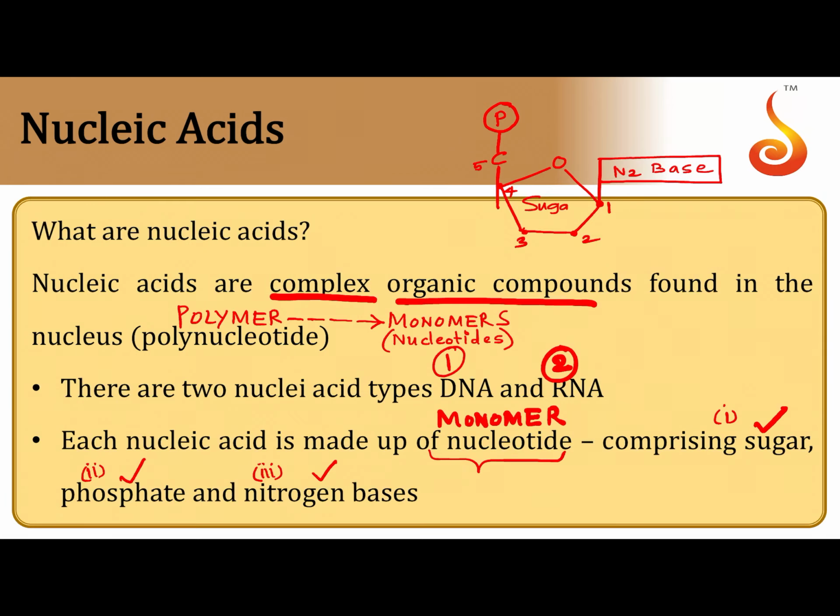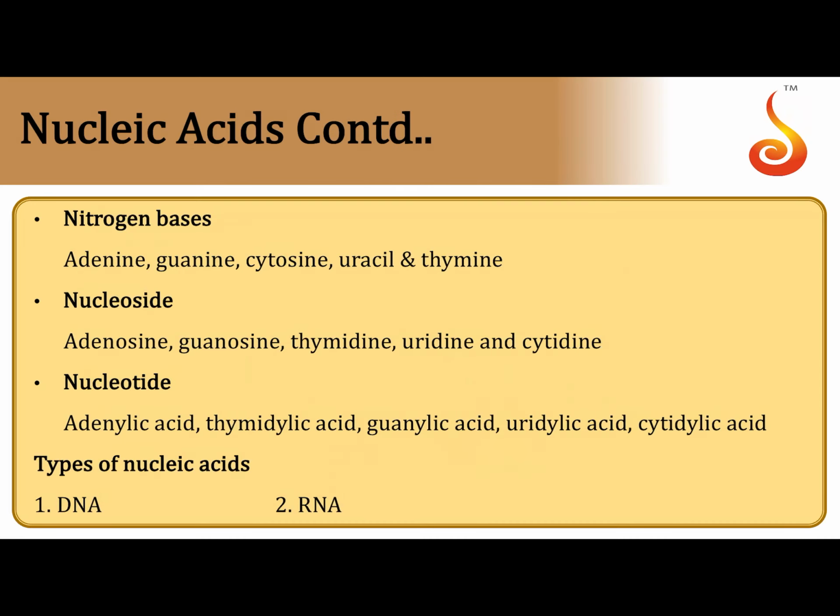Because the sugar has 5 carbon atoms, we call it a pentose sugar. A pentose sugar is a sugar which has 5 carbon atoms. The first component is the sugar, then we have the nitrogen base, and then we have the phosphate. All three together make up a monomer unit of a nucleic acid that is referred to as a nucleotide. Many such nucleotides make up nucleic acids. Therefore we also refer to nucleic acids as polynucleotides.